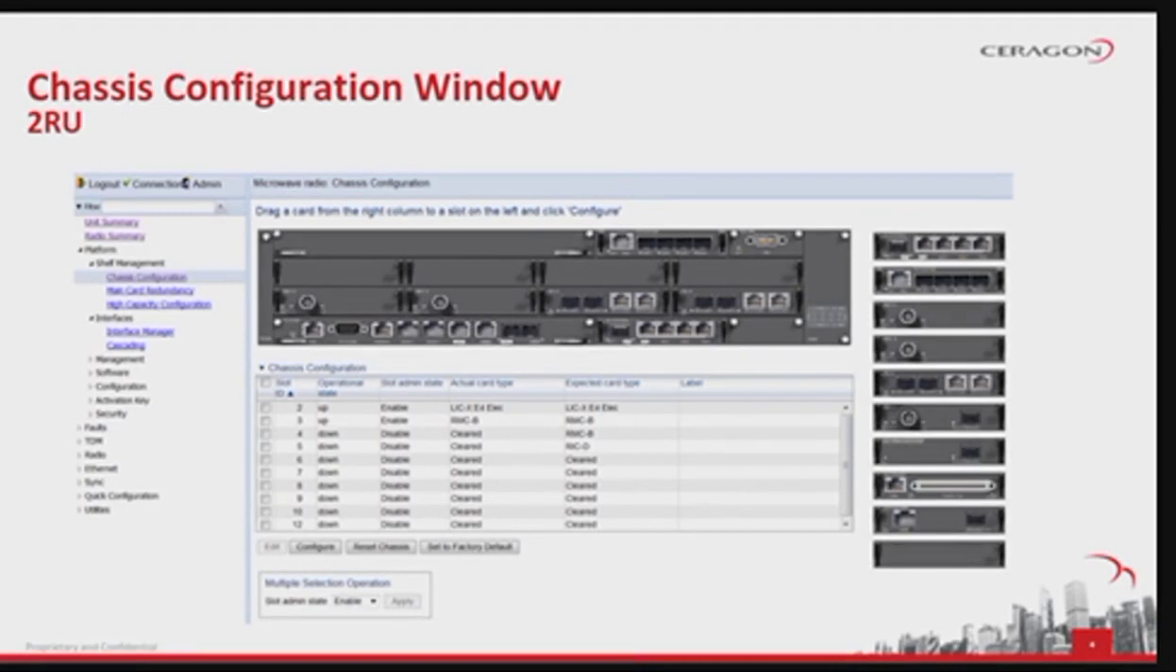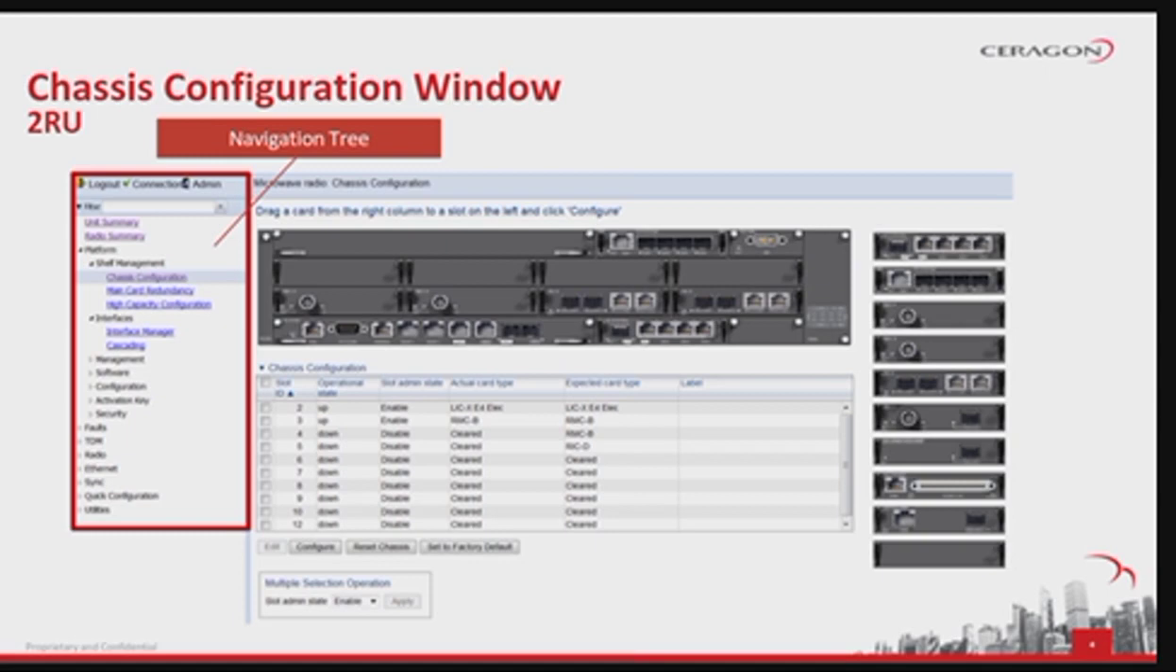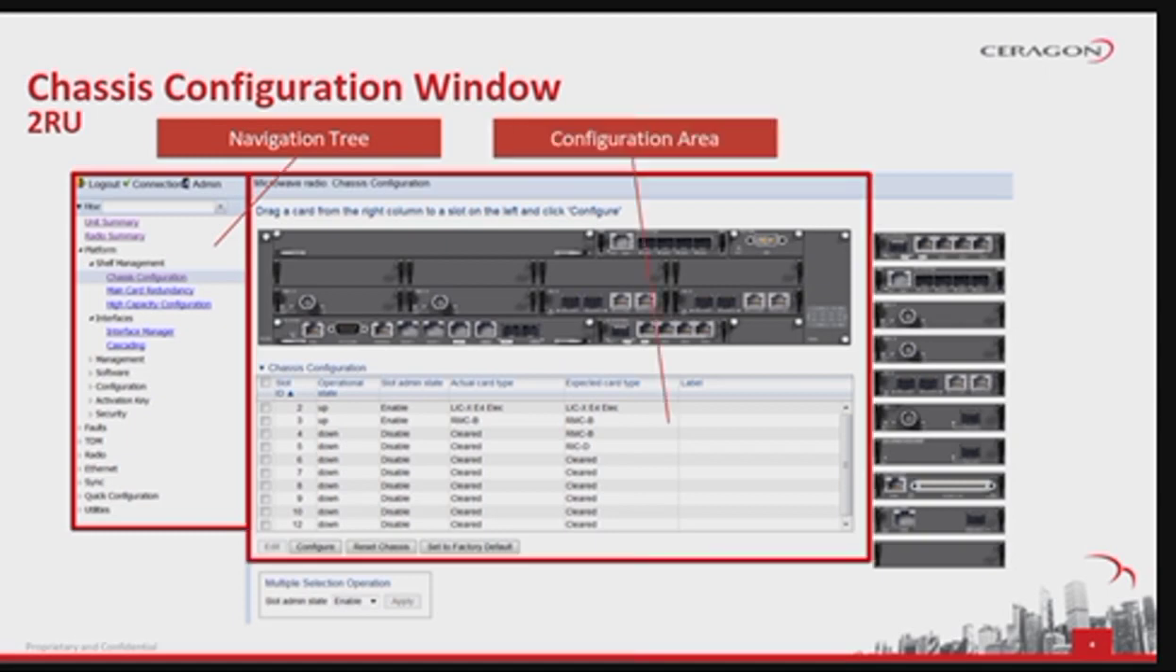Here you can see the shelf management menu, under platform, shelf management, chassis configuration. This example comes from a 2-rack unit IP-20N. This is a good time to also present the web menu in a little more detail. Please see the menu tree to the left of the screen, the configuration area in the middle, where users can configure the cards and interfaces they want to use.